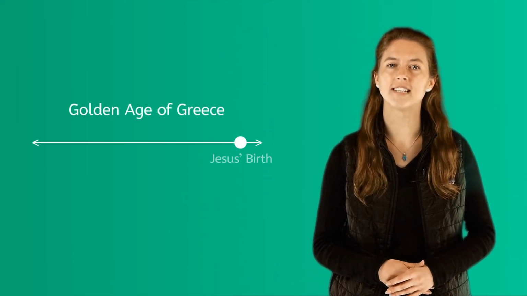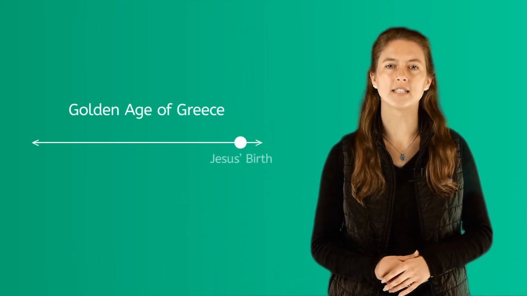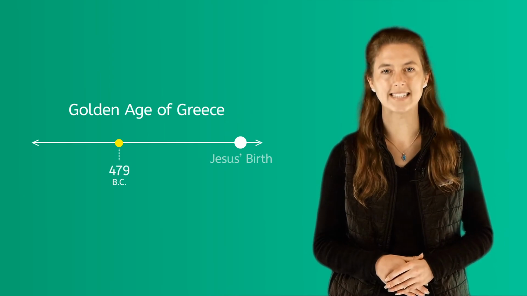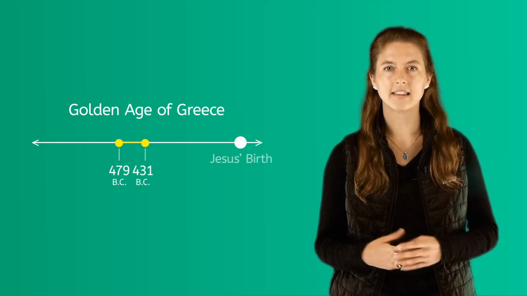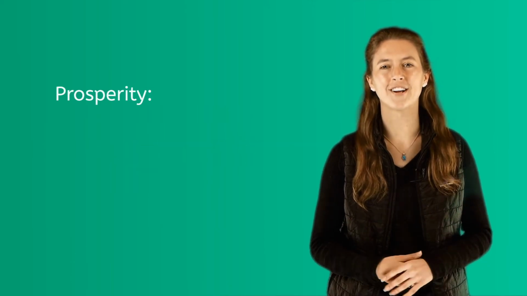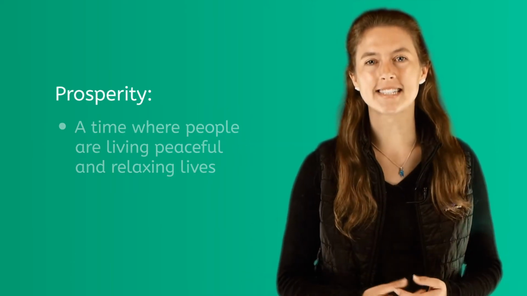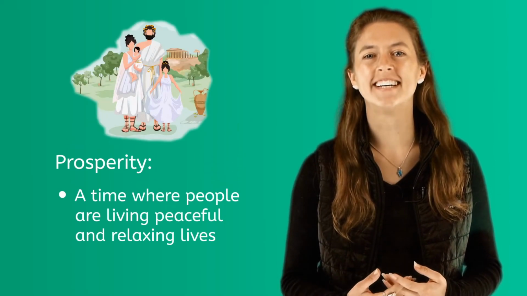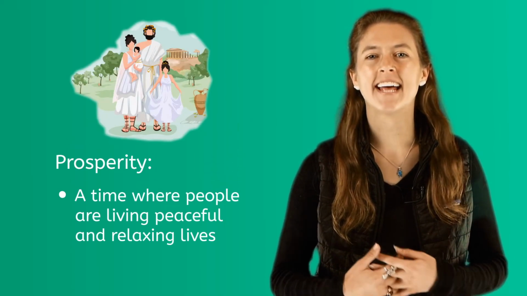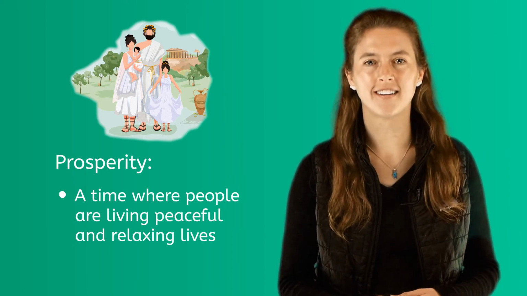The time that followed was to be known as the Golden Age of Greece. The Golden Age of Greece began in about 479 BC and lasted until about 431 BC. This was a time of prosperity in Greek history. Prosperity means a time when people had a pretty good amount of money, were healthy, happy, new ideas were encouraged, and they were not at war.